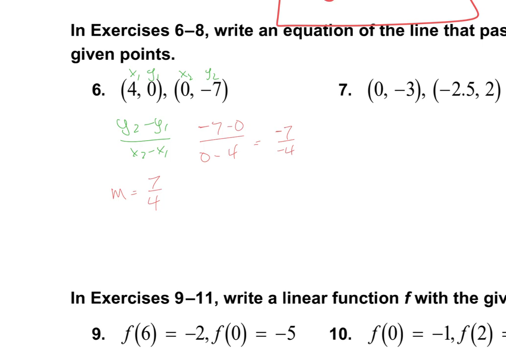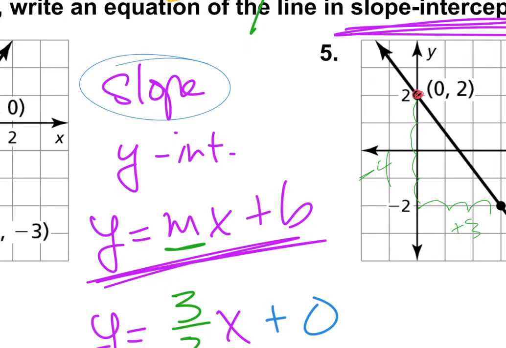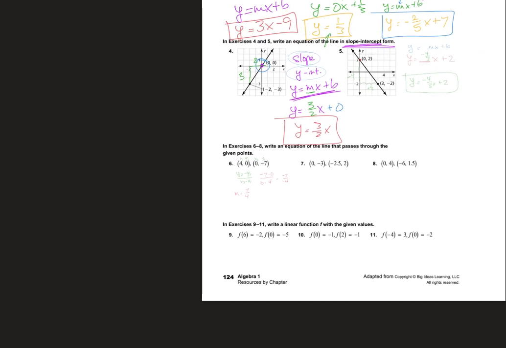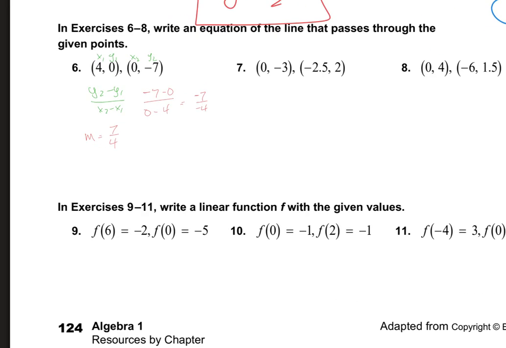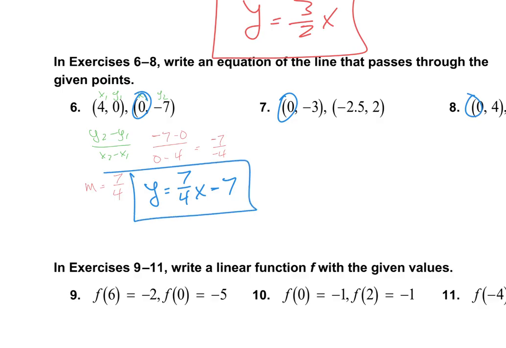And you might be thinking, well, okay, I'm a little stuck. What did we need up here? We needed a slope and a y-intercept. You get the y-intercept when x equals 0. Well, check it out. X is 0, x is 0, x is 0. We have a y-intercept for each of these. So it is simply y equals 7/4 x minus 7. That's number 6.